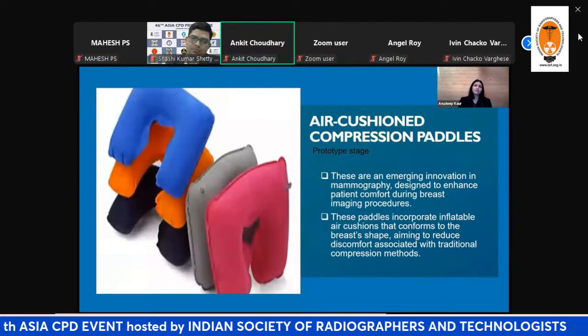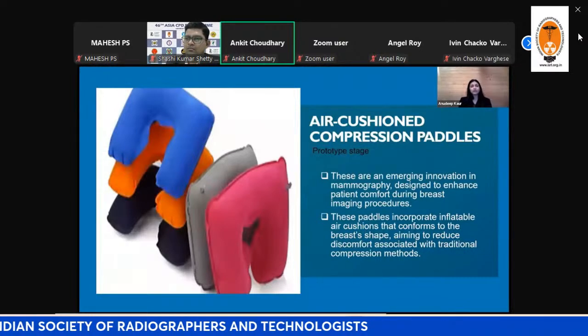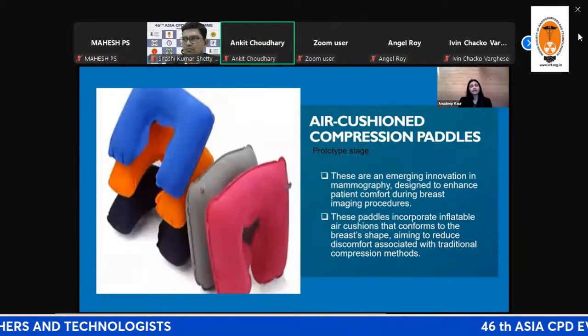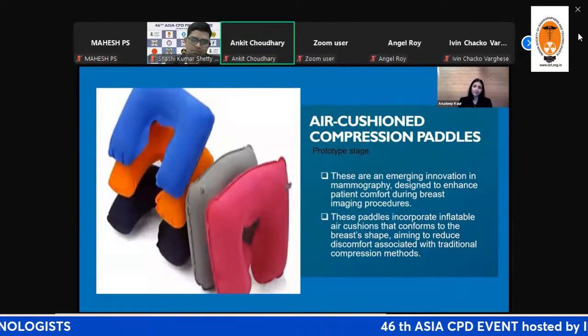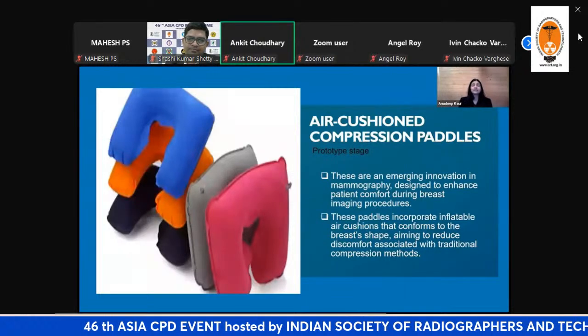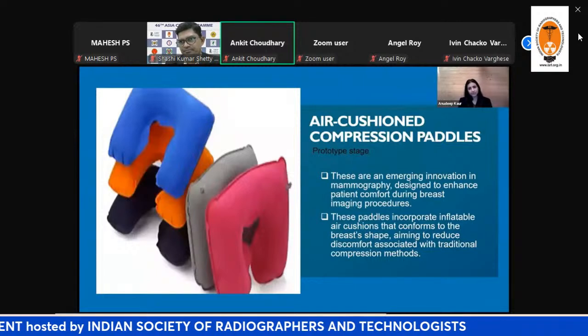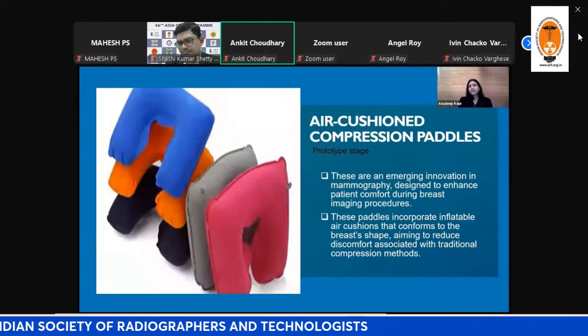Okay, so it will basically take up the shape around the breast according to the mass of the breast tissue, and we can get an even compression around the breast. And also, since the compression is given by the inflated paddle, it will not be a hard compression, but softer to the skin, right? So this is an upcoming technology which is still in the prototype.